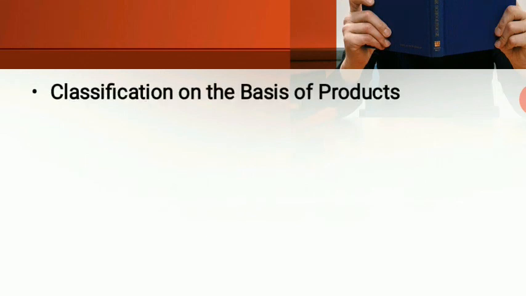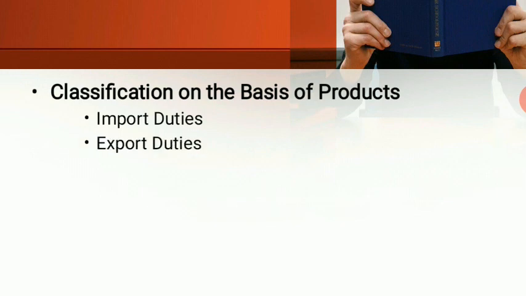Next is classification on the basis of products. First is import duties. If the home country imposes tariff upon the products of foreign countries as they enter its territory, the tariff is known as the import tariff or import duty. Next is export duties. If the products of a home country become subject to tax as they leave its territory to be sold in the foreign market, the tax or duty is called the export tariff or export duty.